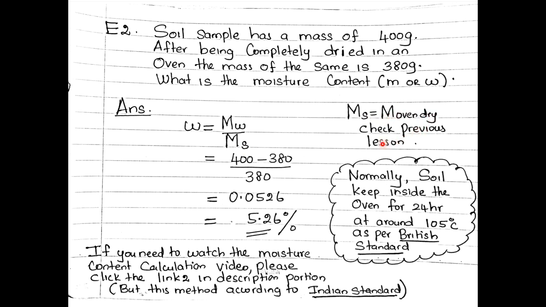Check the previous slides. Then MW is equal to 400 gram minus 380 gram, 20 gram water expelled. 400 minus 380, 20 gram water, MW, divided by 380. 380 is the oven dry mass, not total mass, not 400. This one should be 380. Answer is 0.0526. In percentage, multiply by 100, 5.26%.